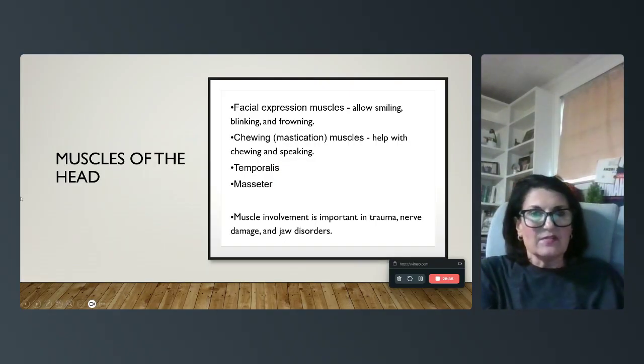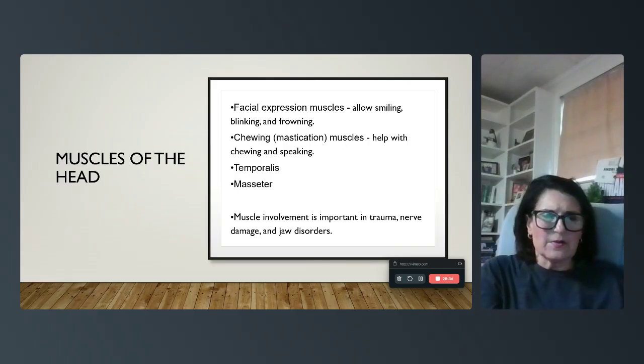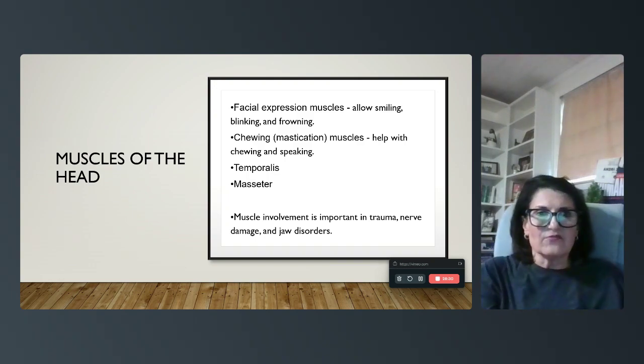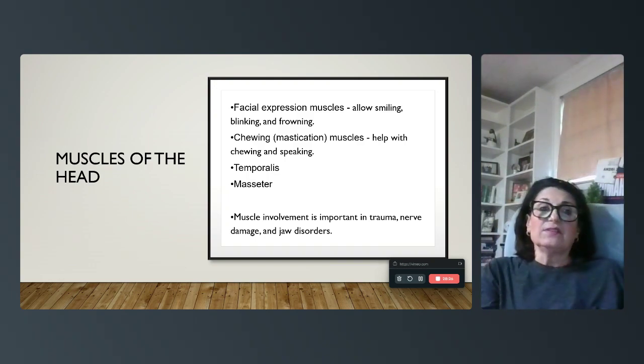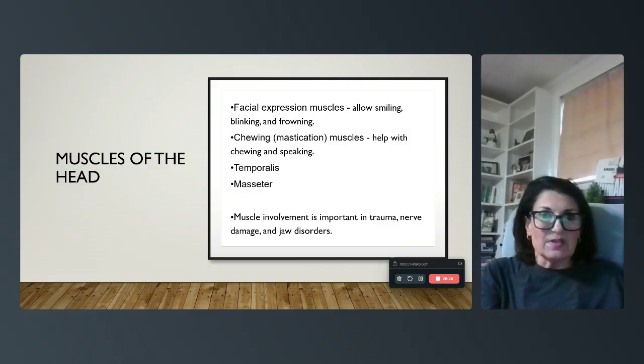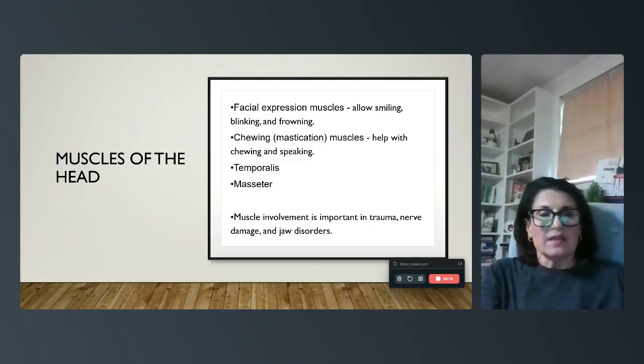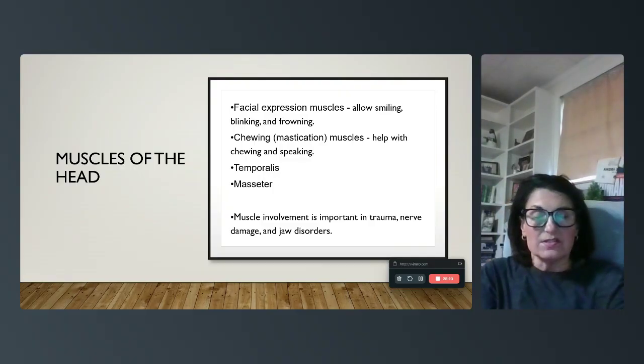Muscles of the head, of course, they allow for our facial expressions. Smiling, blinking, frowning. Then we have our chewing muscles. Now, another word for chewing that you'll hear is mastication. So they help with chewing, but not only chewing, but speaking. And you have your temporalis and your masseter. So these are your big muscles of your head. Muscle involvement can be important in trauma, in nerve damage, and jaw disorder.